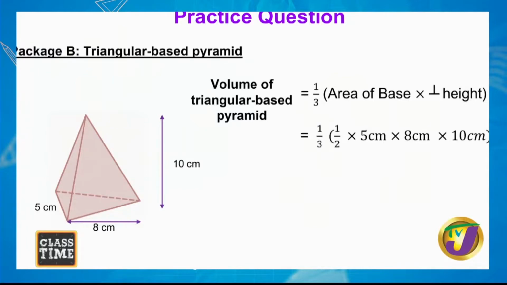Notice we have kept a portion in brackets. We're just following through from the relationship that we discovered. You don't have to multiply in that particular order, but based on what we've been discussing, we have chosen to do it this way. So it's half multiplied by 5 centimeters, multiplied by 8 centimeters, multiplied by 10 centimeters, and then we find 1/3 of that result. So 1/3 of 200 cubic centimeters.